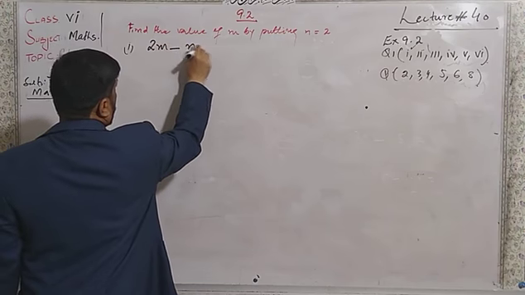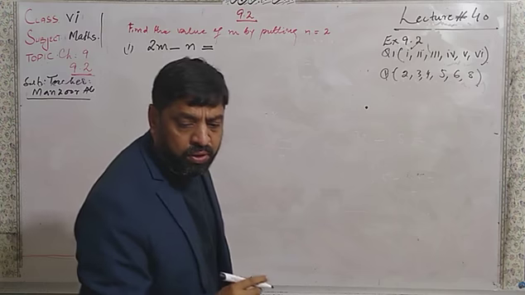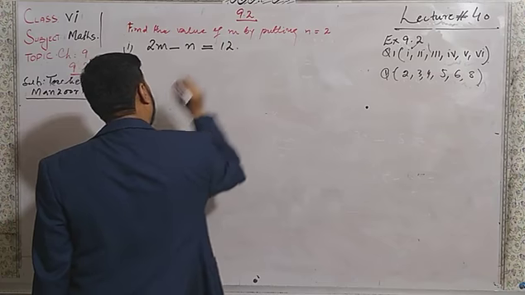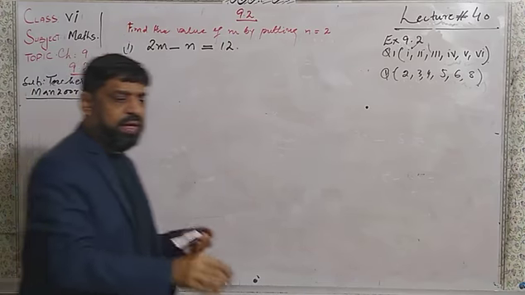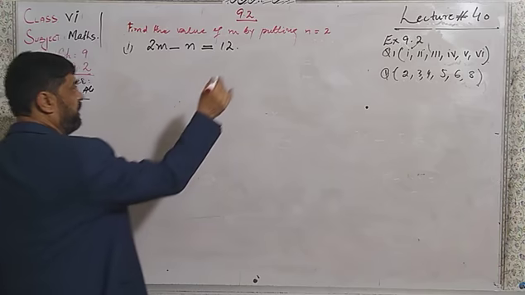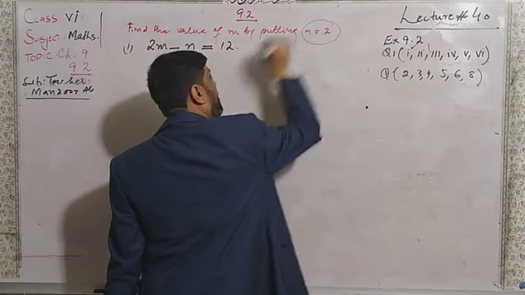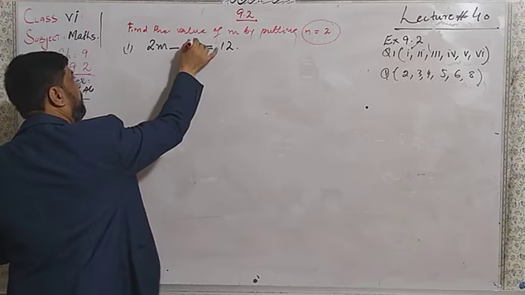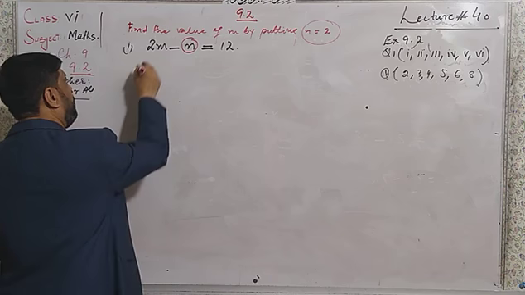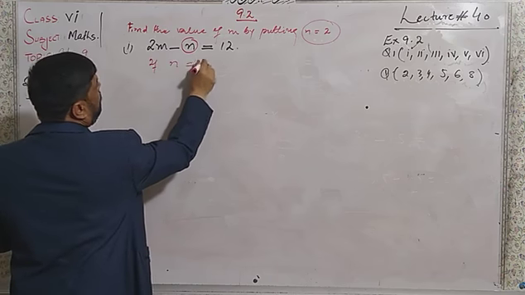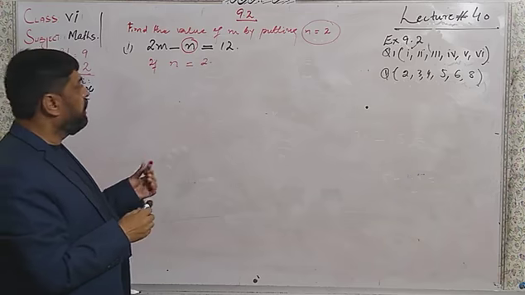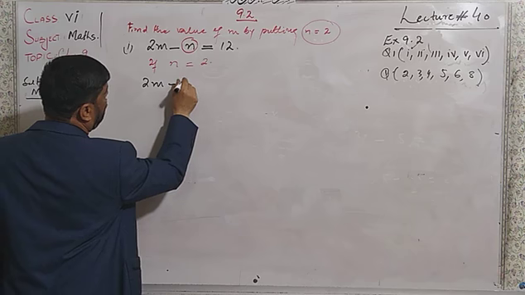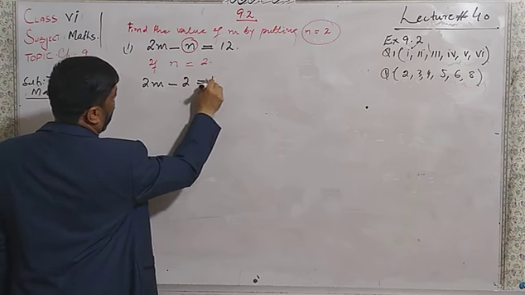2m minus n is equal to 12. Dear students, it is a very simple thing in the question: we have to replace the n by its value. Replace the n by its value. Here n is equal to 2. Now I write 2m minus 2, the value of n, equal to 12.